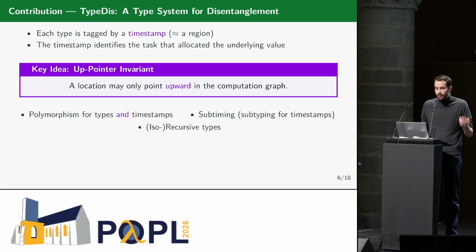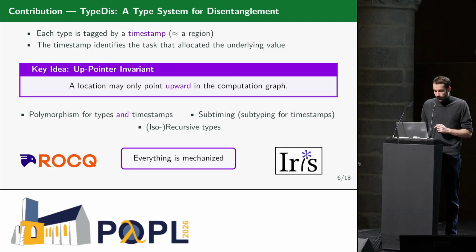We support several features: polymorphism for both types and timestamps, subtiming, which is a cute name for subtyping for timestamps, and isorecursive types. And again, everything is mechanized, so in Coq, on top of the Iris framework.